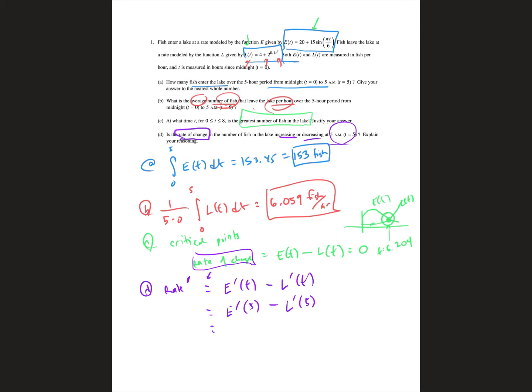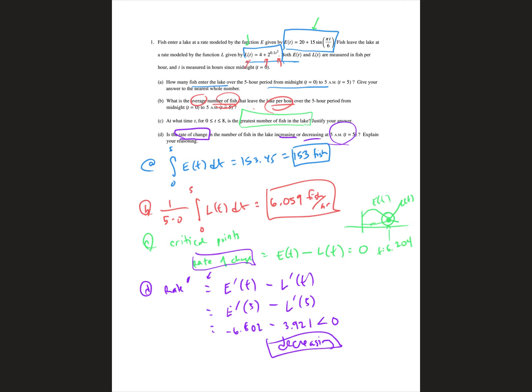So again, I reach for my calculator. E prime of 5 is like negative 6.802, and then L prime of 5 is 3.921. That's clearly going to be a negative number, so it is decreasing.